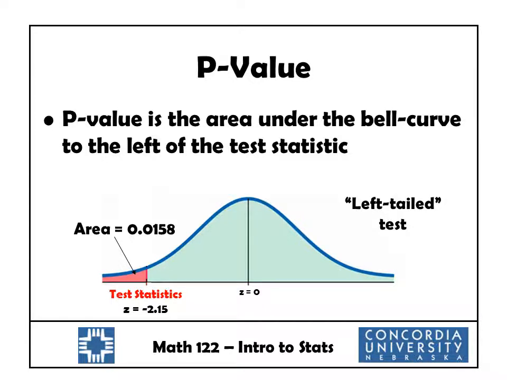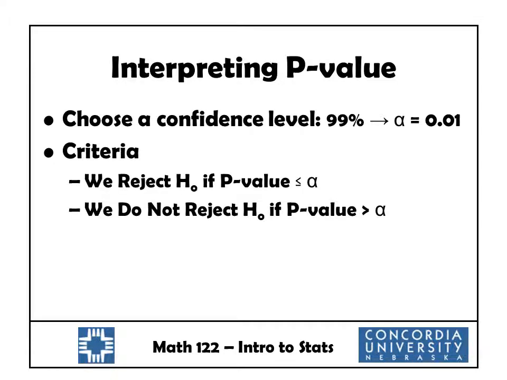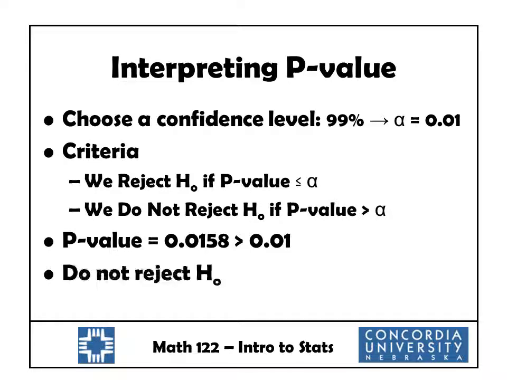We'll choose a confidence level. Here we'll choose 99%. So alpha is 0.01. Again, we use the same criteria. We reject the null hypothesis if the p-value is less than alpha. We do not reject it if it's greater than alpha. Our p-value of 0.015 is just a little bit greater than alpha, and so we do not reject the null hypothesis in this case. Now we'll word it in the same way.